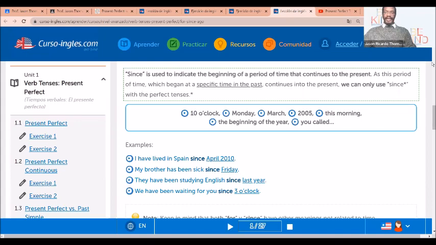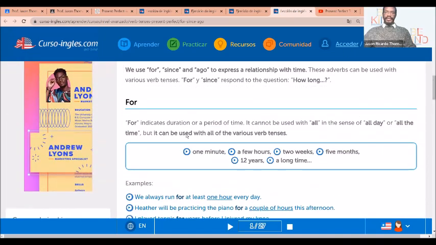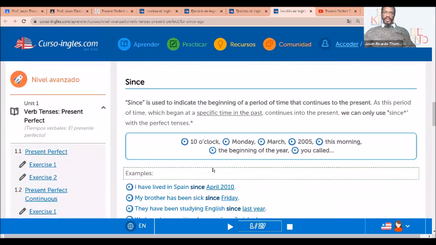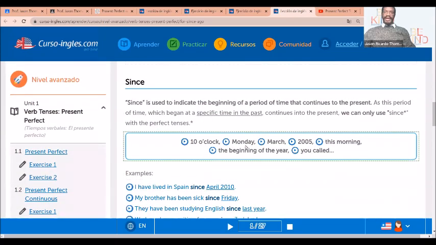So notice that we can use them for 1 minute, even though it's a short period of time, or for a long period of time. Whatever the duration, we use for. And whatever the starting point, whether it's a specific time, a specific day, a specific month, year, part of the day, part of the year, or a particular moment, we can use since. All right. Generally, that's how we use them.